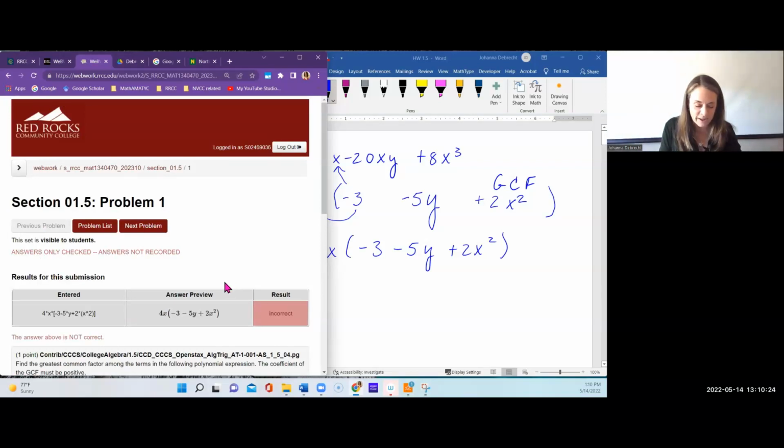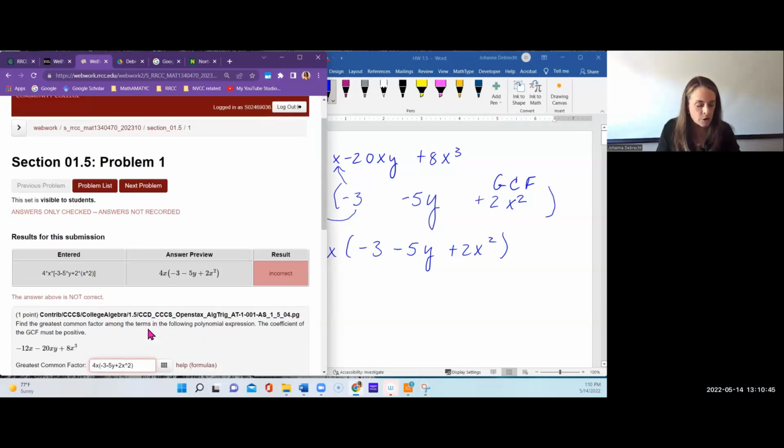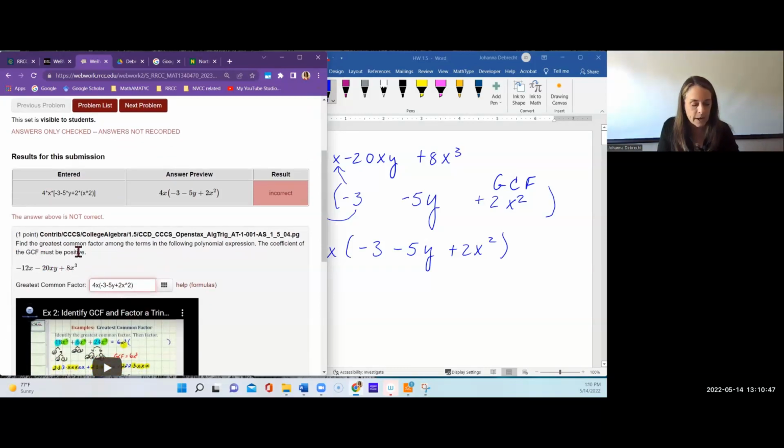Something has gone awry. Notice here that it is entering it the way that I wanted it to look. Now, what is wrong? Let's read the directions and see if I've done something incorrect. So I'm doing lots of things wrong on purpose so that you can see what happens and how to fix it when things go wrong on your homework. When you're looking at the directions, it says find the greatest common factor among the terms in the polynomial expression. The greatest common factor is, of course, I factored it instead of just giving the greatest common factor.